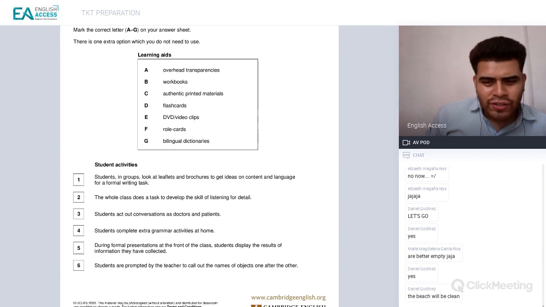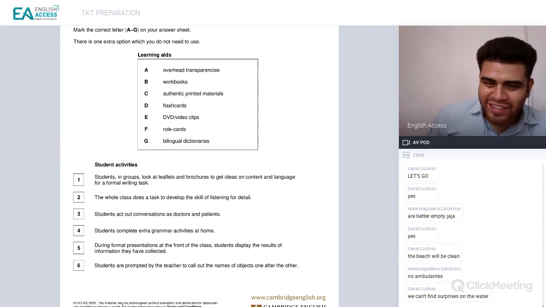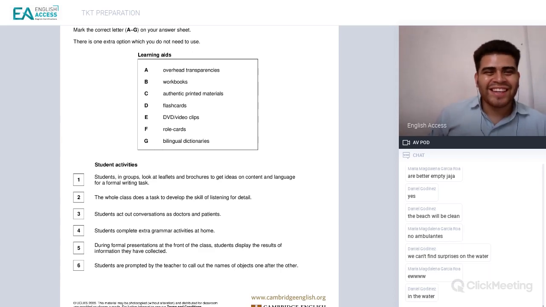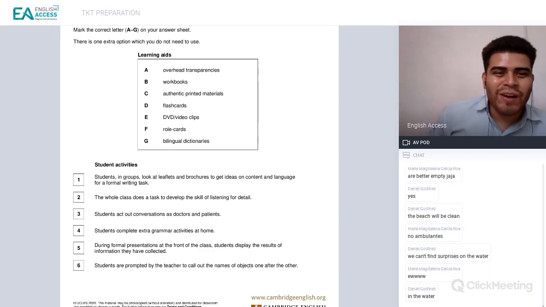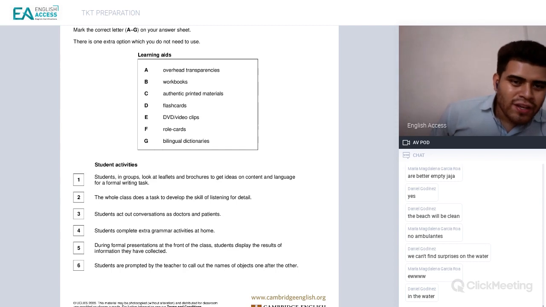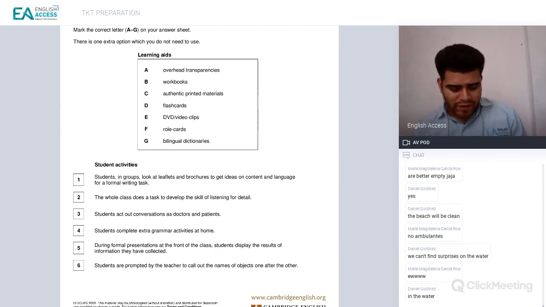Definitely. So let's do this activity, no? This one. Let's do this activity. There is one extra option which you do not need to use. All right. Overhead transparencies, workbooks, authentic printed material, flashcards, DVD video clips, role plays, and bilingual dictionaries. Does everybody know what overhead transparencies are?